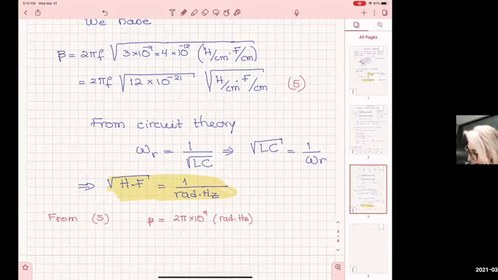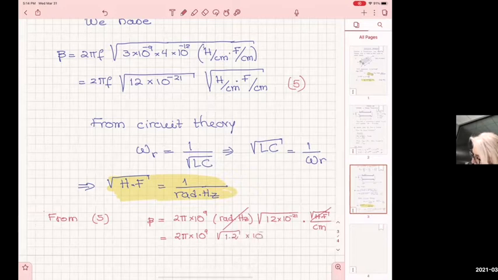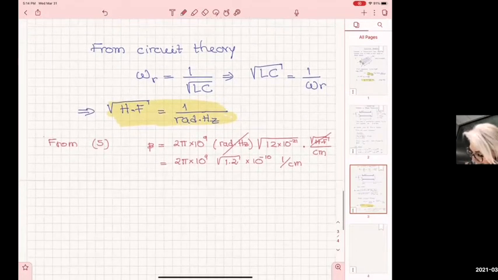And then that is multiplied by the square root of 12, 10 to minus 21. And here we have the square root of Farads divided by centimeter. Now, these units disappear because of this relationship that I have. They give one. So practically, the value of beta is a number over centimeter. Here is how it goes: 2 pi 10 to the 9, and I'm taking out 10 to minus 20, and I will leave 1.2 here, 10 to minus 10, because that's what I got out of the square root, 1 over centimeter.